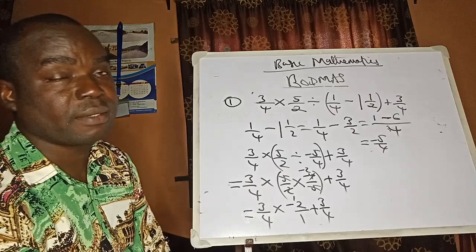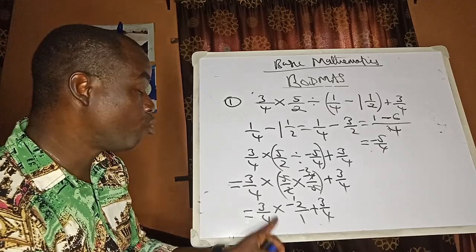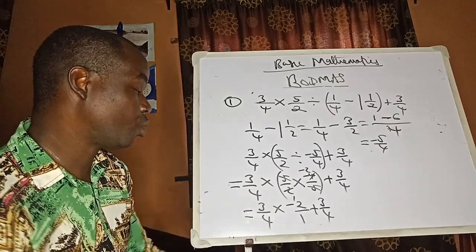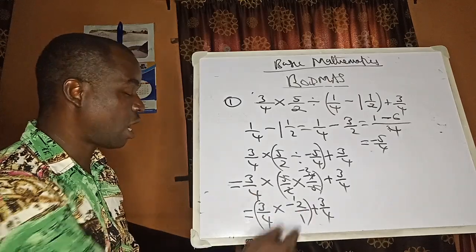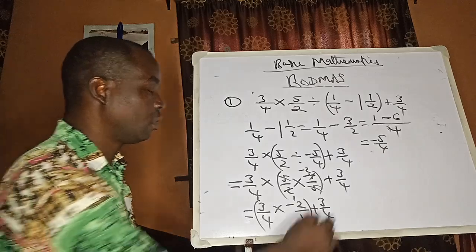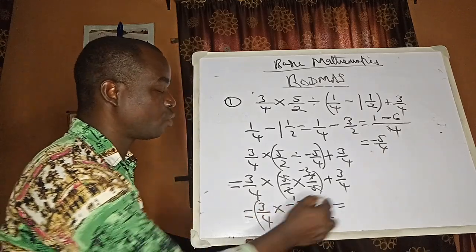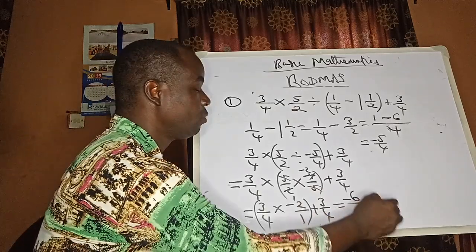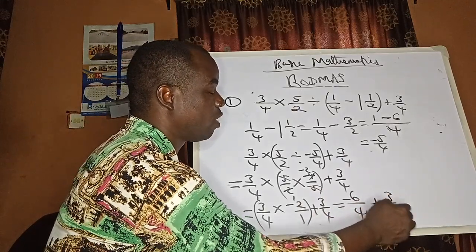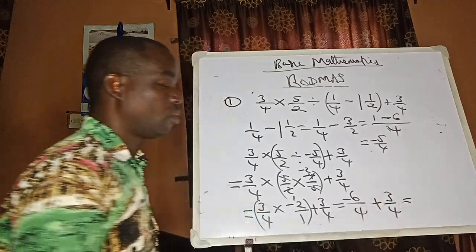Which one do we do next here? We're going to do multiplication, right? Because it comes before addition. So I will do this one. Anyone you are doing, circle it. How do you multiply? Let me do it like this. 3 times minus 2 is minus 6. 4 times 1 is 4. Plus 3 over 4. Okay?